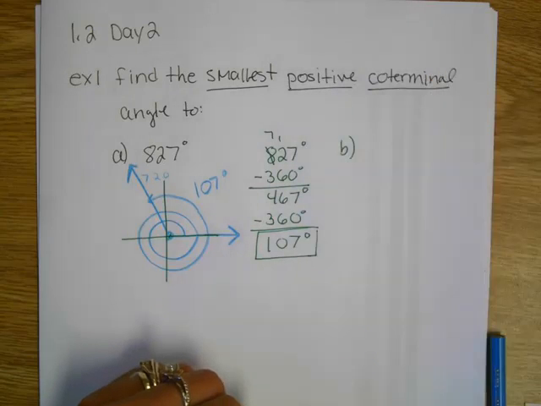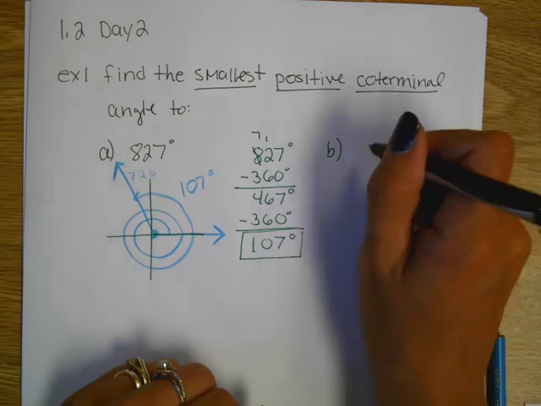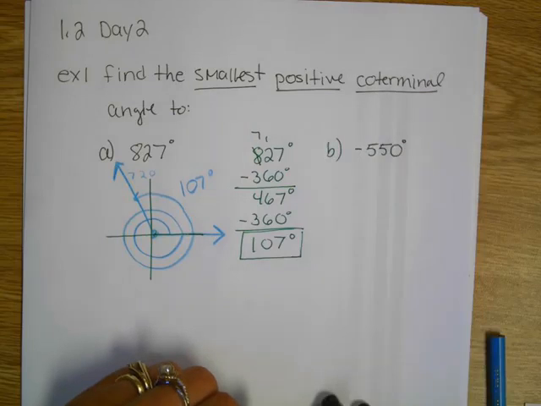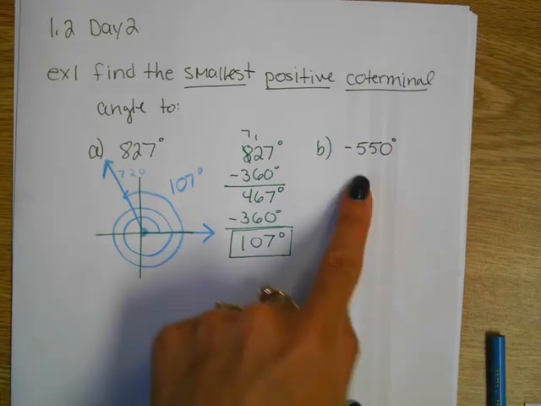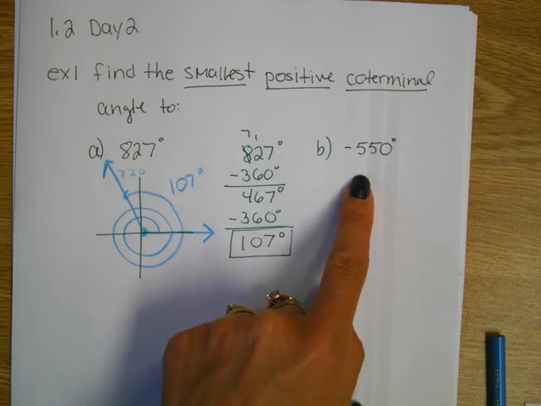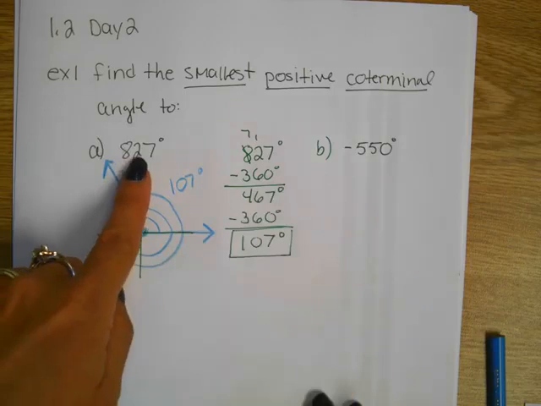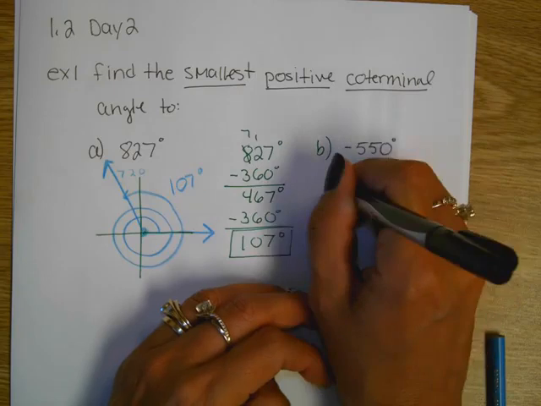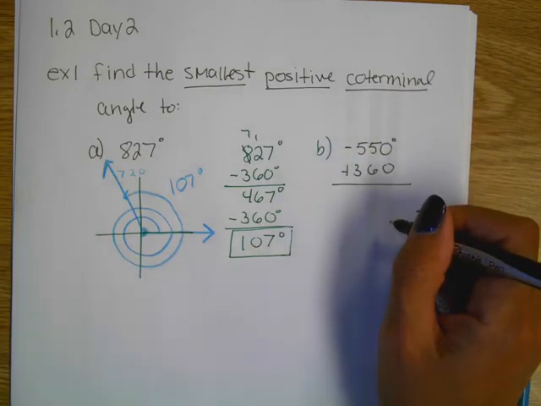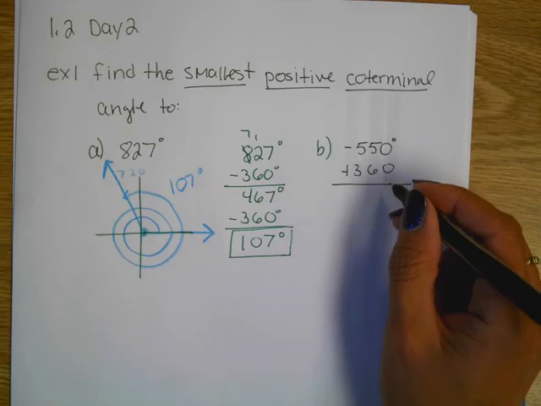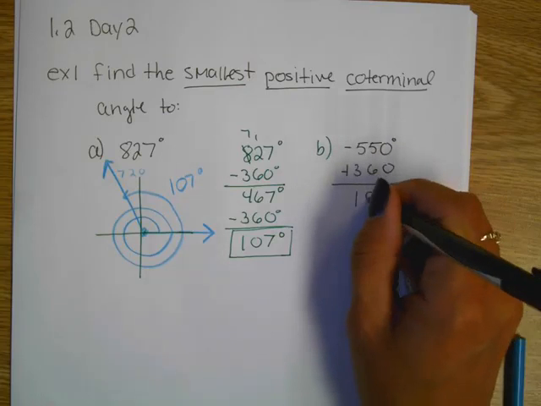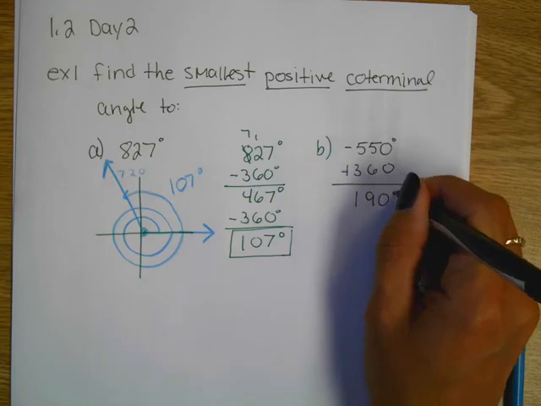So if we use that shortcut, can you find the smallest positive coterminal angle to negative 550 degrees? Well, what are we going to do with that one? Add 360 until we get into the positives. So if you already are positive, you subtract. If you're negative, well, you want to add till you get to a positive value. Negative 550 plus 360 is, anybody good with that in their head? 190? Or negative 190.